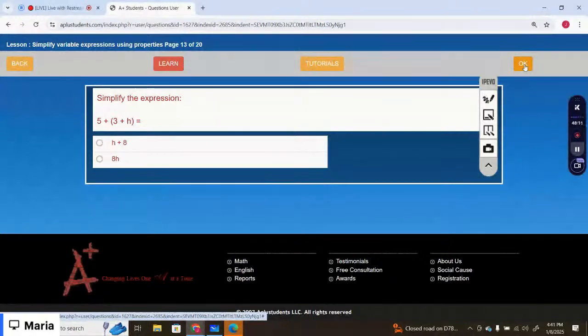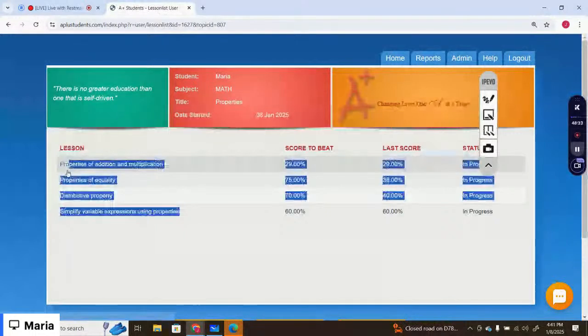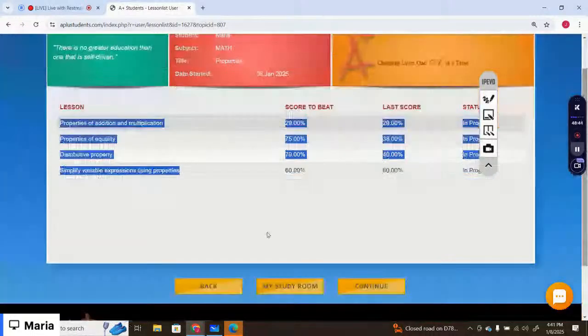Okay, you can complete the lesson by yourself later today. So, we were working on grade 9 math. The chapter we were working on is properties. The lessons we have covered are properties of addition and multiplication, properties of equality, distributive properties, and simplify variable expressions using properties. So please make sure before the next session you complete all the practice questions for the lessons we just did. That is your homework until next session.